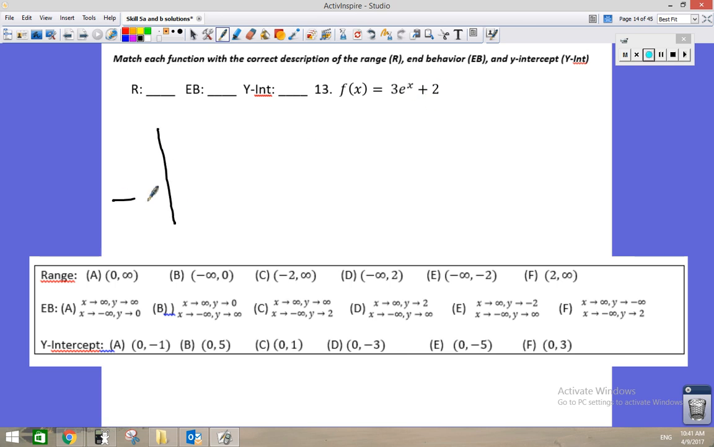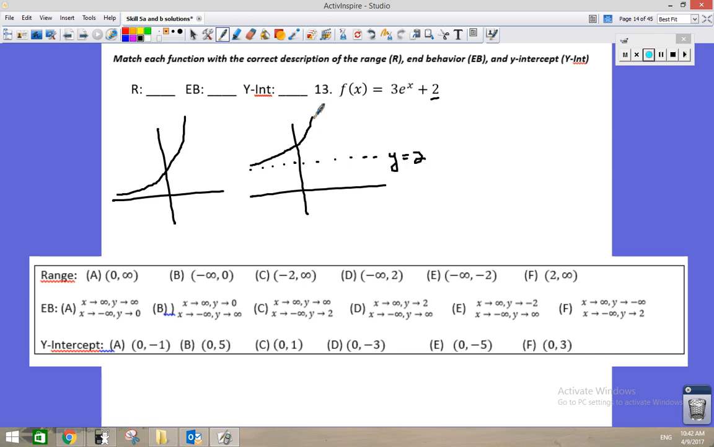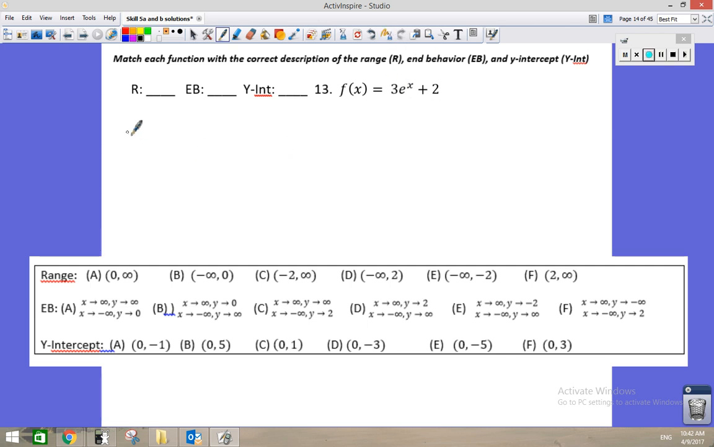See, normally our range is from 0 to infinity, but if you've lifted this graph up 2 units, to where now the horizontal asymptote is the line y equals 2, your graph looks like this. This vertical stretch doesn't change the range. So the range for this function is from 2 to infinity. And among our choices here, that's choice F. That R is for range.